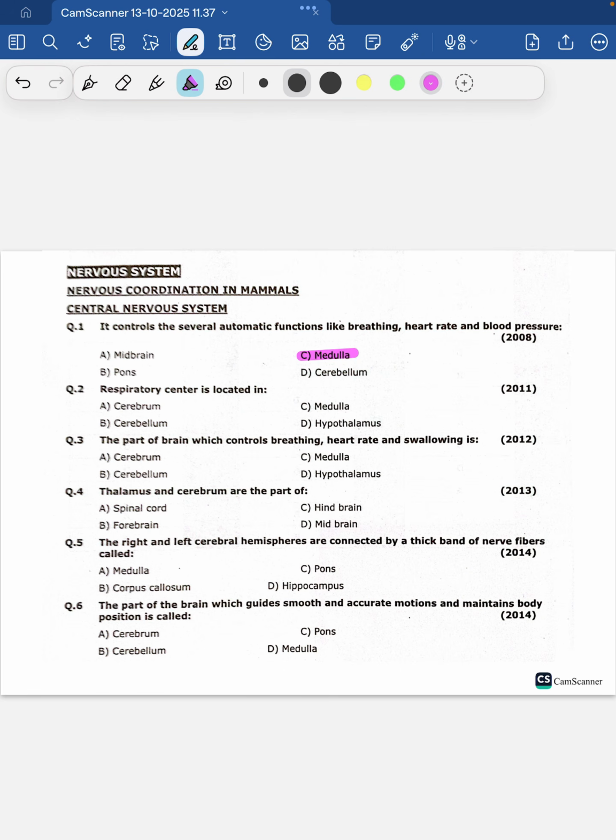So medulla oblongata is also known as breathing center, respiratory center, or the vomit center. Okay. Question number 2, respiratory center is located in. Where the respiratory center is located, I've already told you that it is medulla. So Charlie will be the better option. Question number 3, the part of brain which controls breathing, heart rate and swallowing. Again, the MCQ is same. The Charlie will be the medulla.